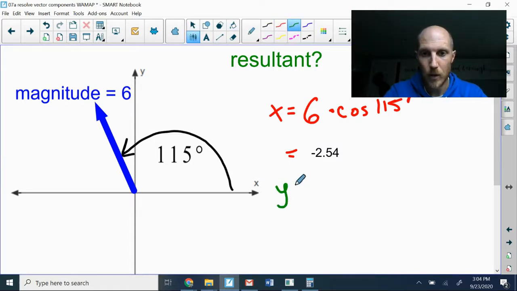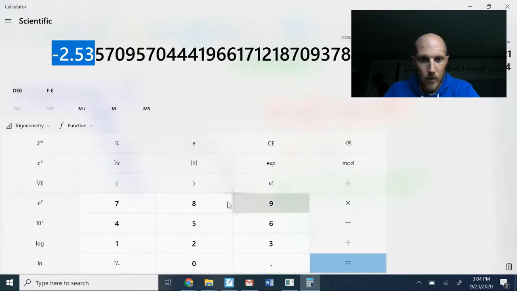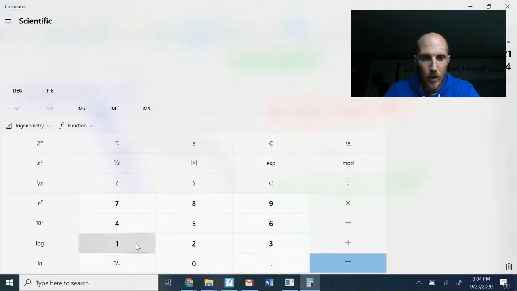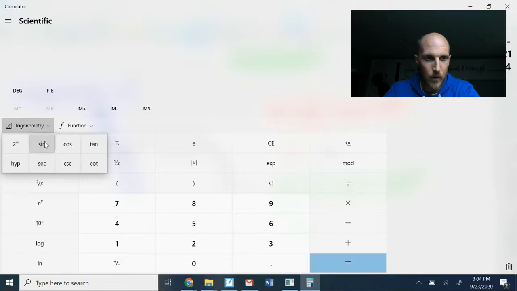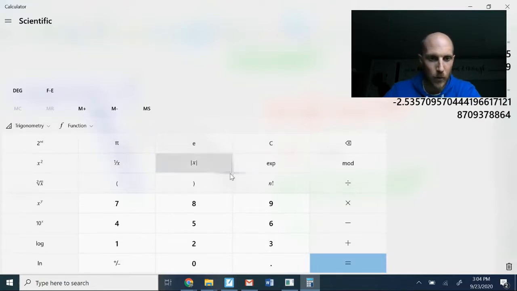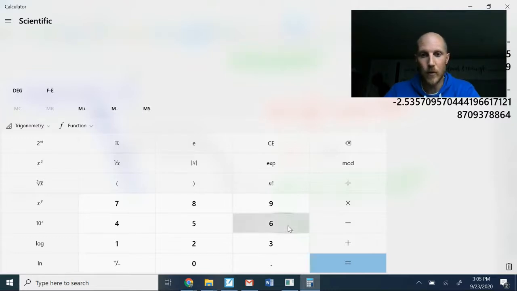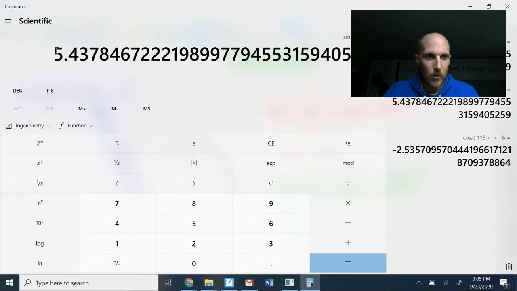And then let's also do the y component. I'm pretty sure I had that in green on the last page. So this is going to be 6 multiplied by the sine of 115 degrees. Okay, so I'm going to grab my calculator again. Clear out that previous answer. So 115, sine. Okay, it's done the sine now, that's 0.906. Now I still need to multiply by 6 for the magnitude. Now I hit equals.